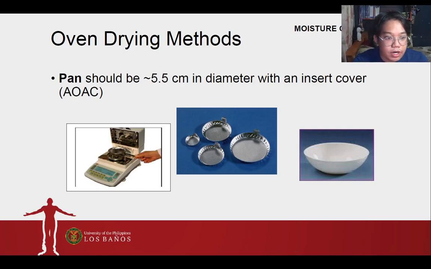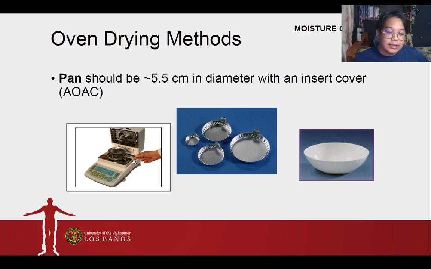So in our sample, pwede tayong gumamit ng pan. So ang pan natin should be around 5.5 cm in diameter with an insert cover. Okay? So itong pan na 'to, actually nakagamit ako nito from nung nag-work pa ako sa pharmaceutical industry. So ang gagawin lang dito is i-insert or ilalagay yung sample of a specified amount dun sa pan. Then isa-subject siya dito sa ating heater.